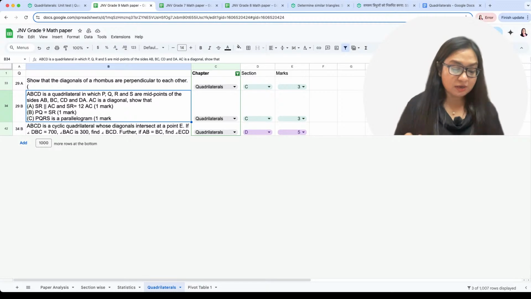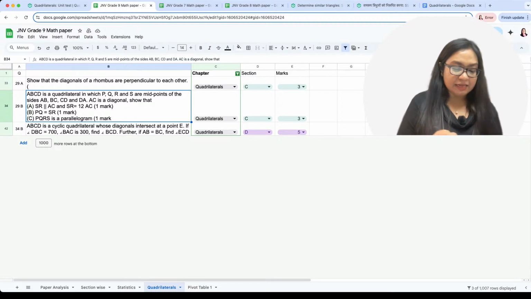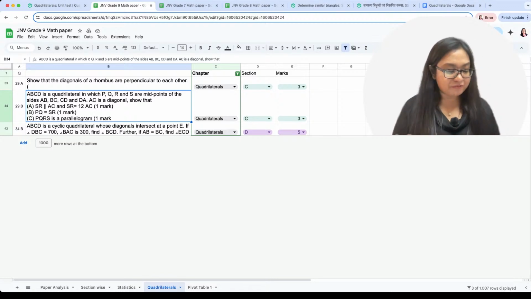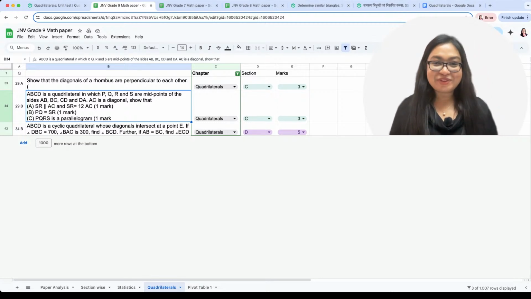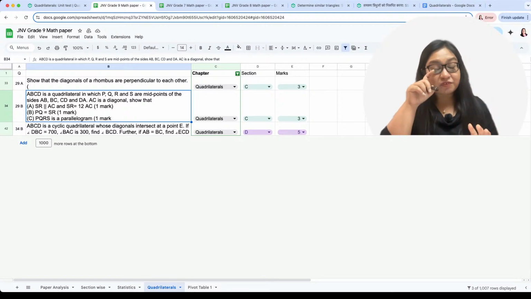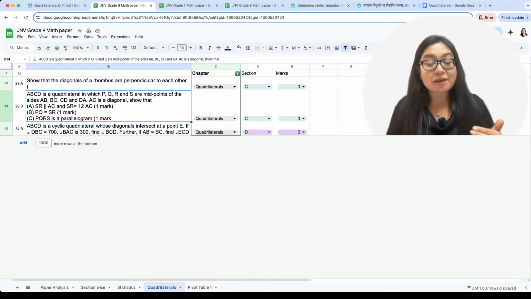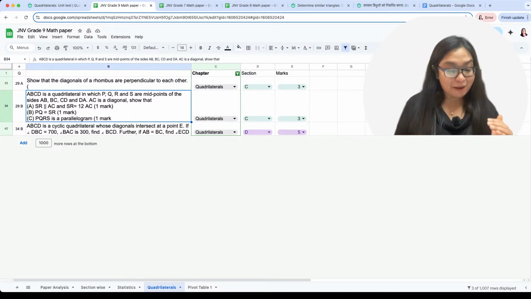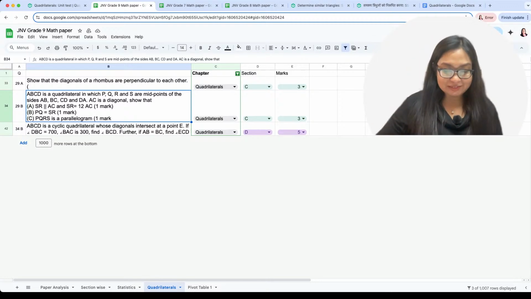ABCD is a quadrilateral in which PQRS are midpoints of the sides AB, BC, CD, and DA. AC is a diagonal. Show that SR is parallel to AC, SR is equal to half AC, PQ is equal to SR, and PQRS is a parallelogram. So this also can be proved very easily using the midpoint theorem. क्यों? Midpoint theorem को यूज करके हमने काफी सारे प्रूव कर लिए हैं. अब ये भी वैसा ही एक क्वेश्चन है. Let's go ahead and look at this question.